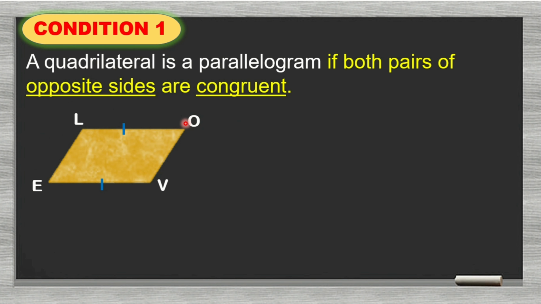Itong side LO ay congruent sa side EV. Itong mga markings, ang ibig sabihin nito ay itong side na ito ay congruent sa side na ito. So in notation, side LO is congruent to side EV. So itong sign na to, ito ay ginagamit kung magko-compare tayo ng parts o di kaya ng figures. Next, itong side namang ito at saka yung side na ito ay congruent din because they are opposite sides. So in notation, we have side LE is congruent to side OV.